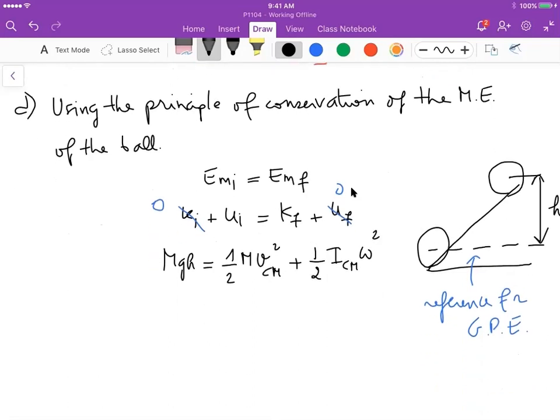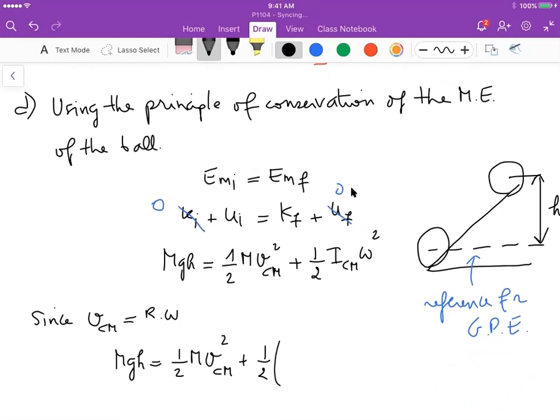But since here we are dealing with a rolling without slipping motion, we know that in the case of rolling without slipping, V center of mass is equal to R times omega, where R is the radius of the sphere. And so we can write down M times G times H is equal to 1 over 2 M V center of mass squared plus 1 over 2 times the moment of inertia of the sphere with respect to its center of mass, which is given by 2 over 5 times mr squared, multiplied by omega squared, which is given by V center of mass squared over R squared.